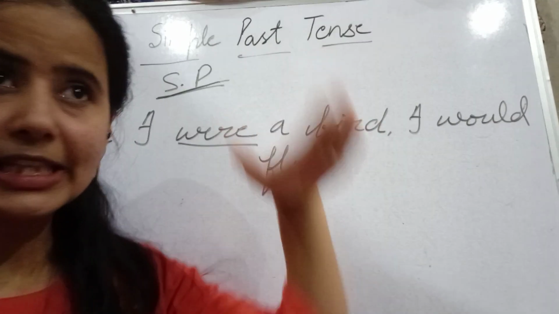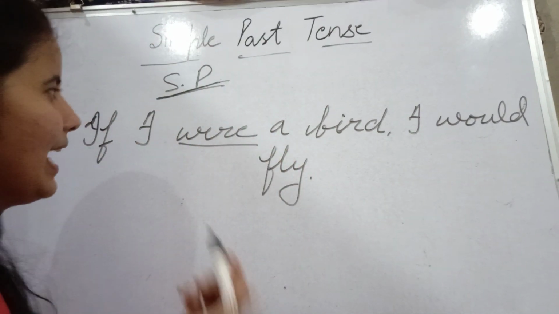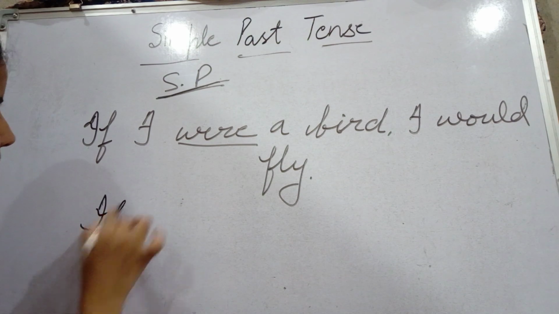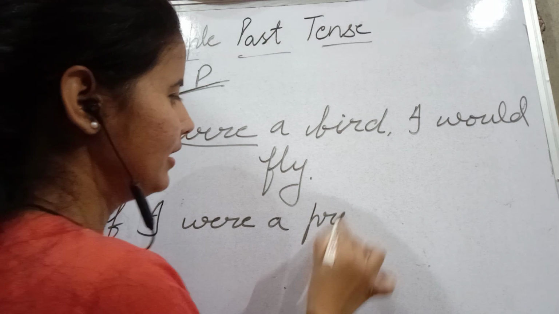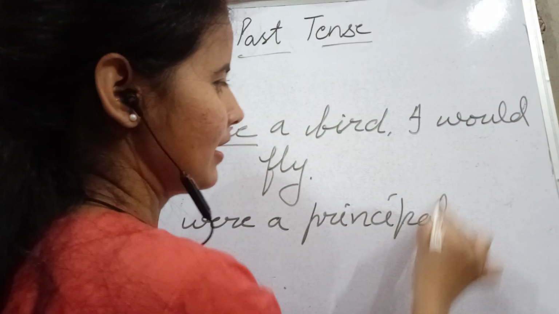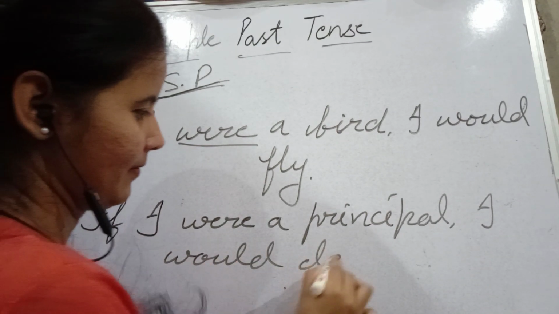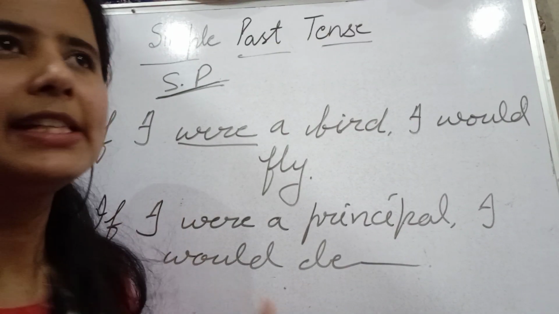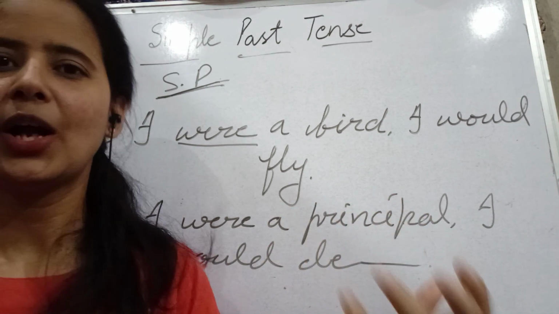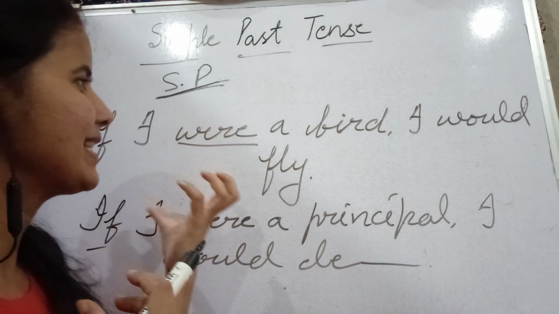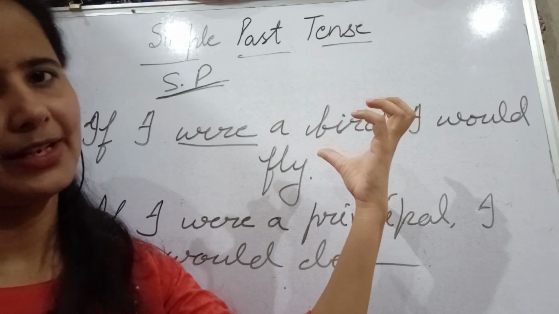So in this hypothetical situation, you have to use simple past tense. I like, if I were a principal, I would declare holiday. Okay. So like this, you have to use here. If I were a principal, I would declare holiday. So in this hypothetical situation, we have to use simple past tense. All right, beta.